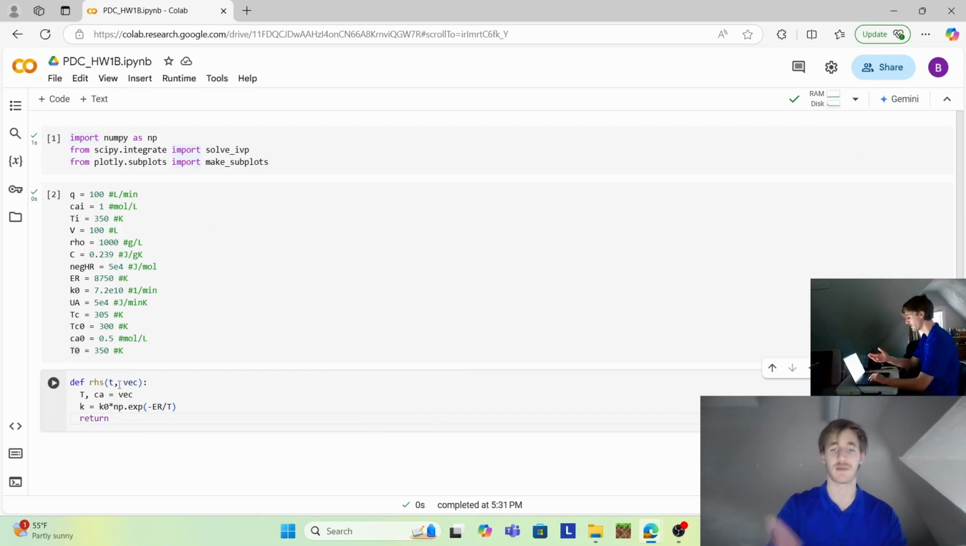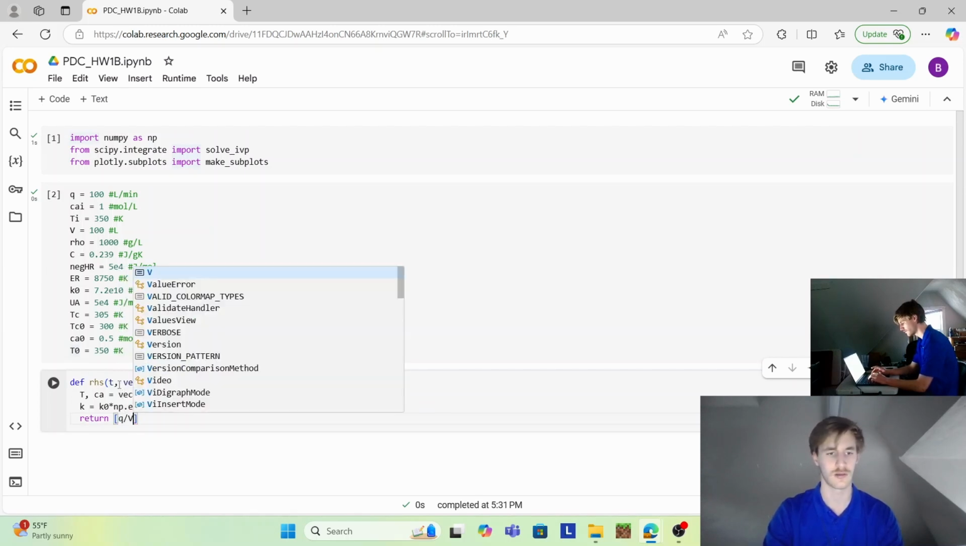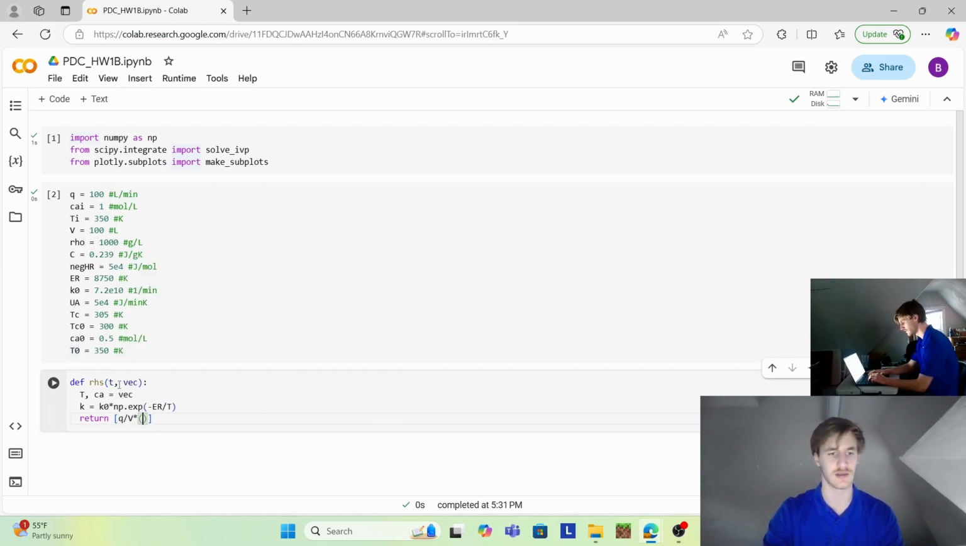And then I will type out our expressions for temperature and concentration. So our temperature, we have Q over V times the difference between the input and what is in the tank. And we will add to that the energy gained from the reaction, which is our negative heat of reaction times K times concentration divided by rho times C.